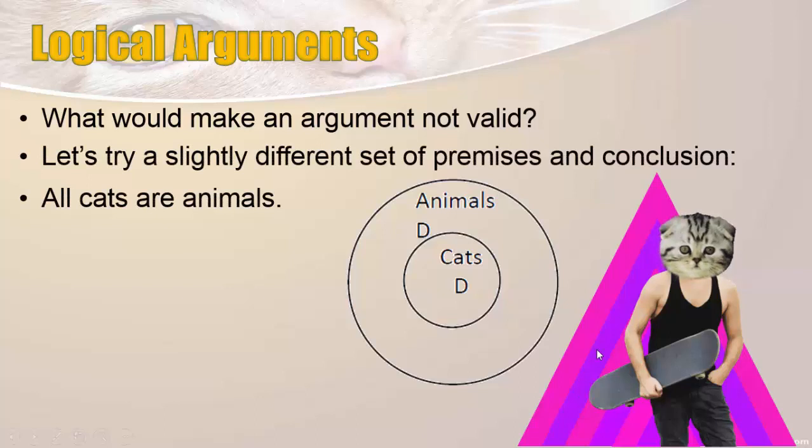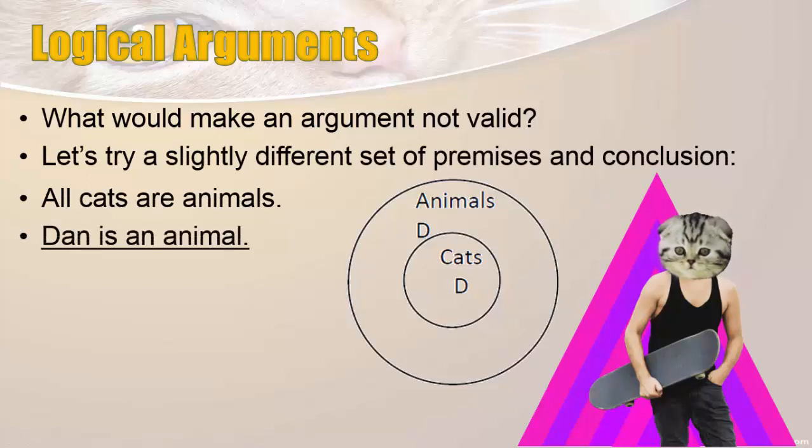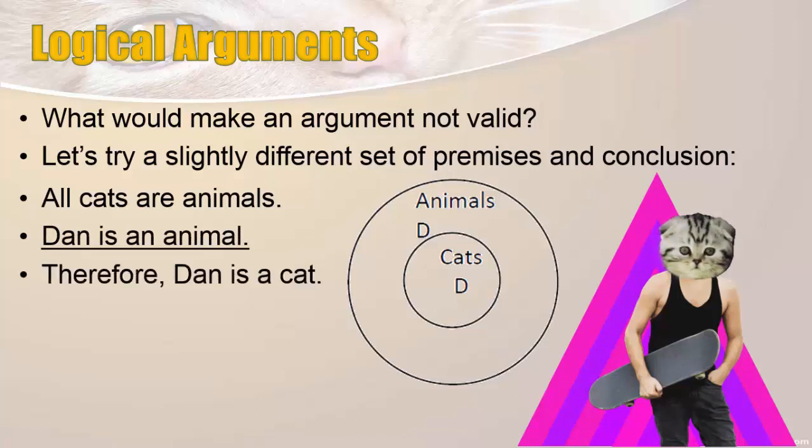So we have all cats are animals. Dan is an animal, therefore Dan is a cat. So, well, Dan is an animal. All cats are animals, okay. And Dan is an animal. Well, Dan can be an animal cat, or Dan can be some other kind of animal like a human being.